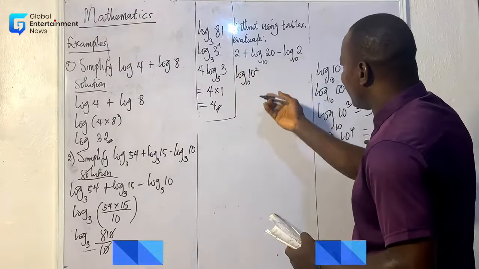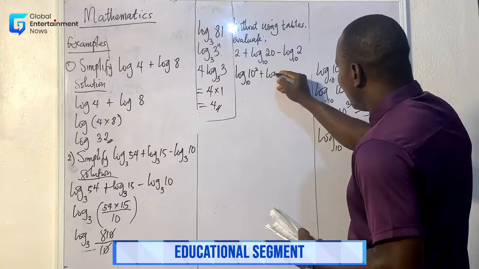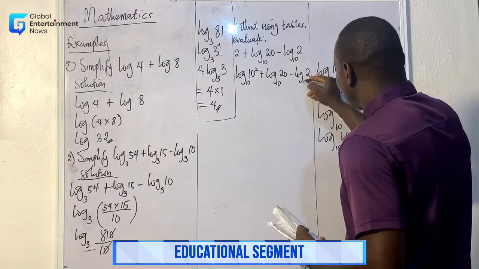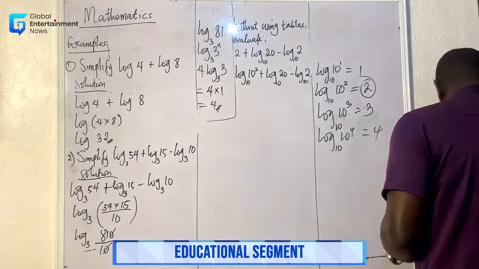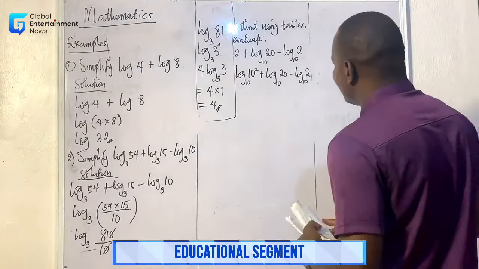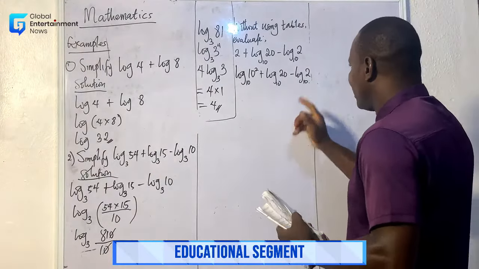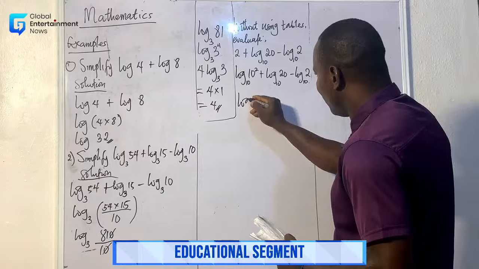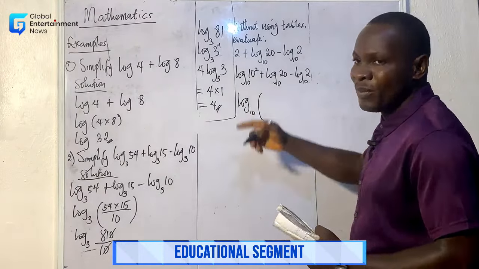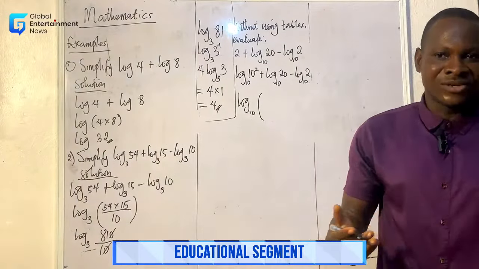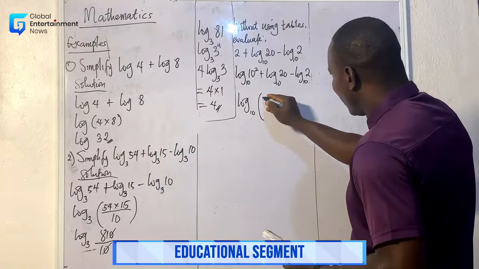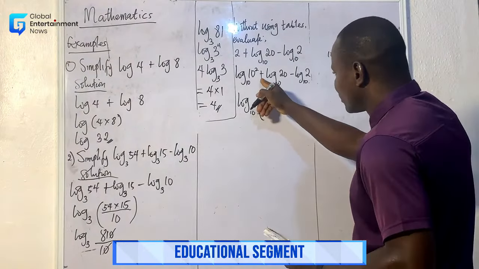Now, what do we need to do now? I've done this, I've converted this. They write log 20 base 10 minus log 2 base 10. You can see everything is to base 10. Now, what do I need to do? Base 10, base 10, base 10. I just need to say log to base 10, brackets. What do I have here? 10 raised to power 2. And what is 10 raised to power 2? 100, correct? So that is 10 times 10, giving me 100.